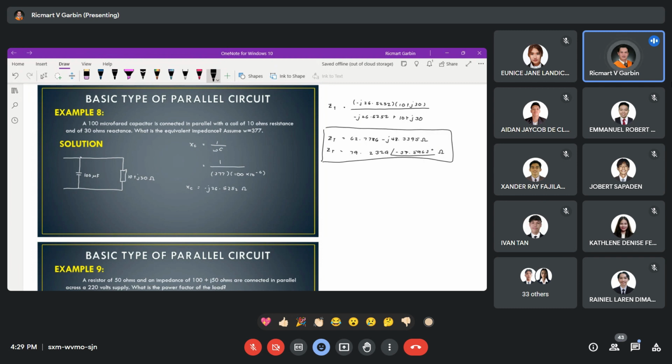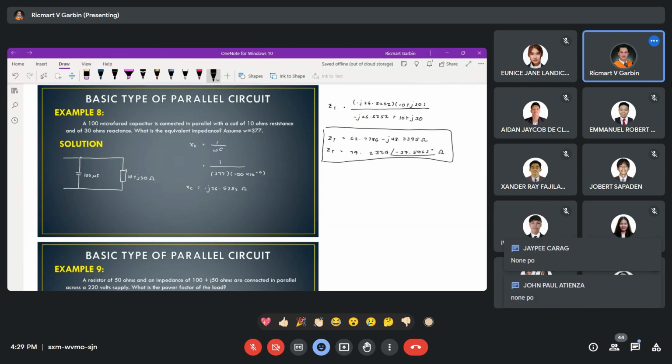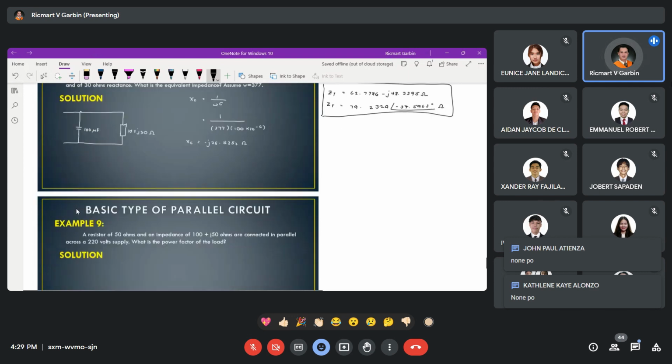Any questions for example A? Any questions? Maliwanag po ba ang example? Okay, so I hope this one is still clear. Let's proceed with another example.